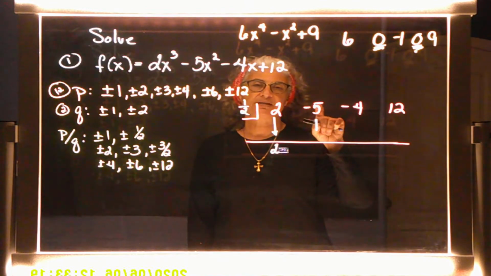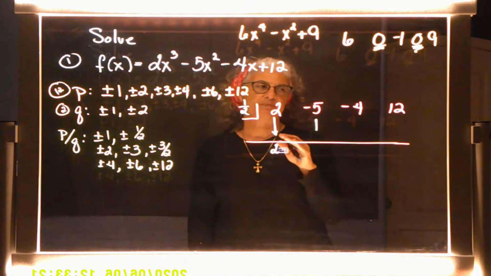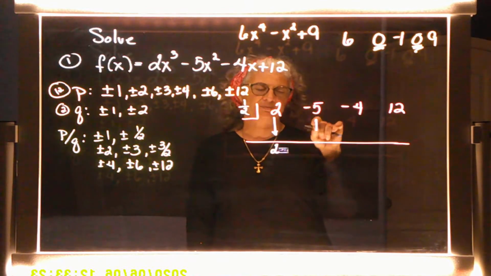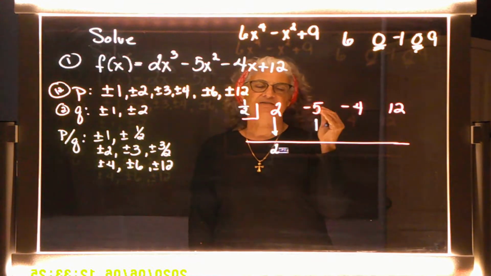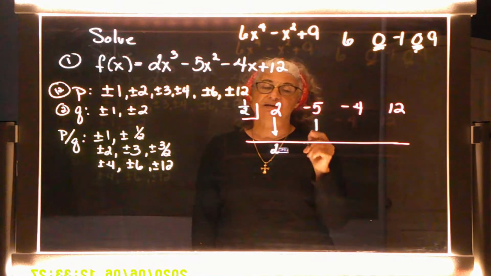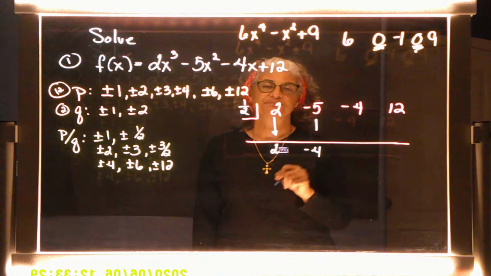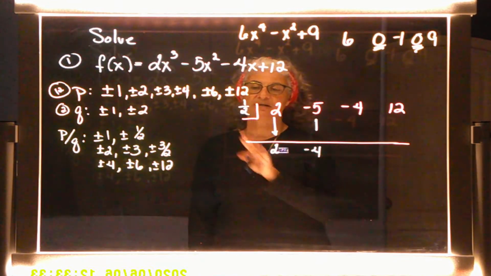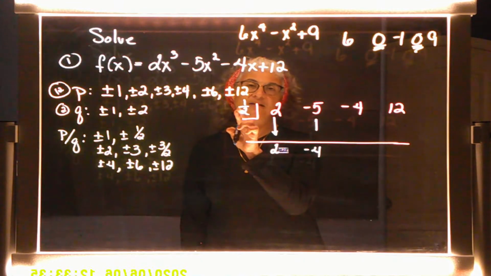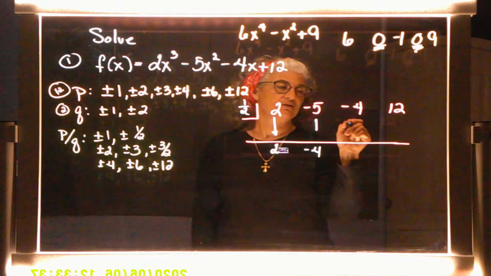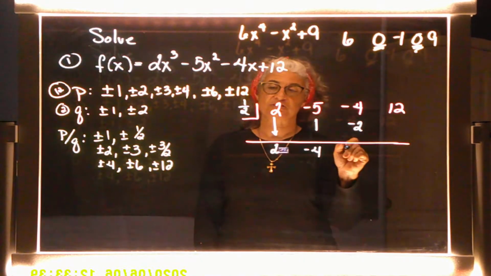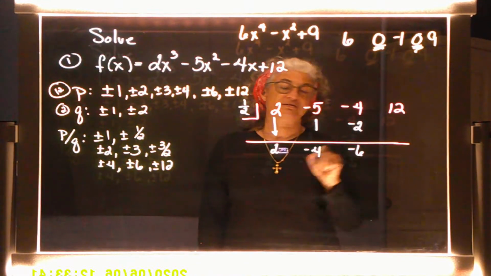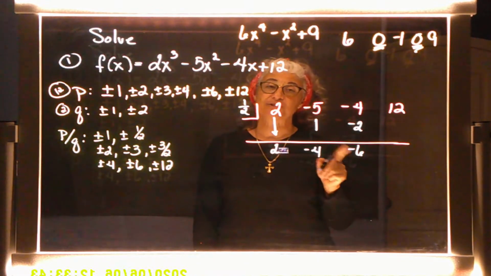And all I do is combine these. I don't have to worry about subtracting or adding. I combine these numbers. A -5 and a positive 1 gives me a -4. And then I start over again. I take my number in the answer spot. I multiply by what's on the outside, which will give me -2, which gives me -6. So far so good.